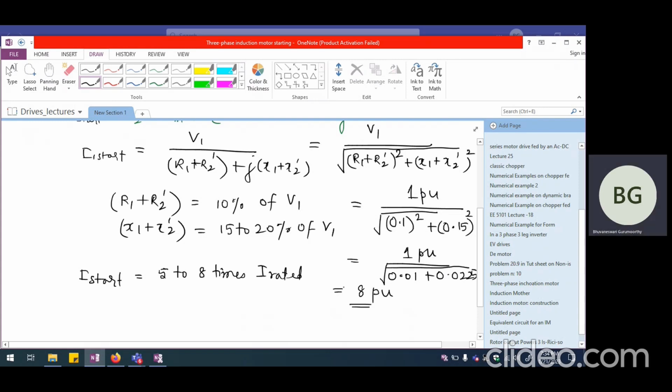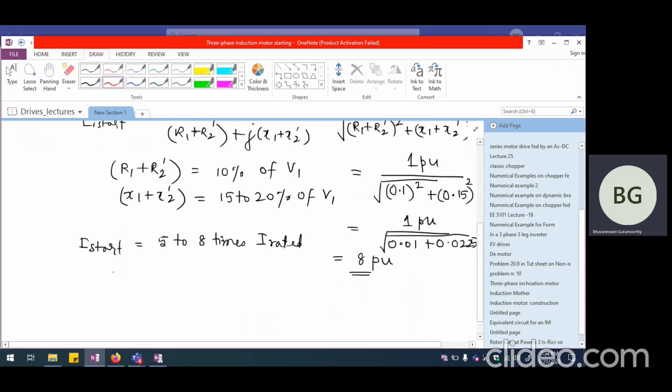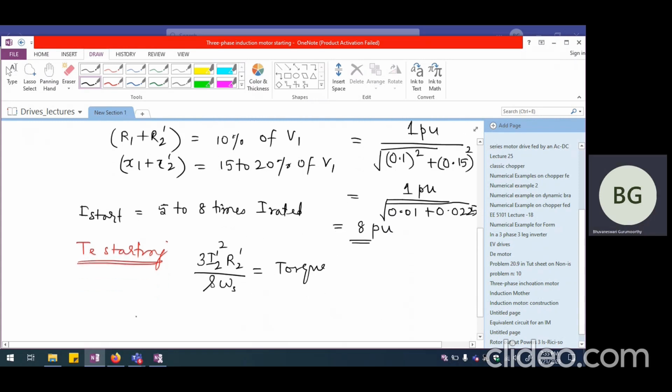So the current is going to be so high, whereas if I try to calculate the torque, let me calculate the starting torque. It is going to be 3 I2 square, or I2 dash square, R2 dash divided by S omega S. This is the expression for torque that we derived earlier.